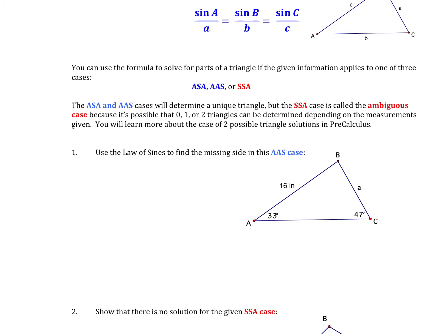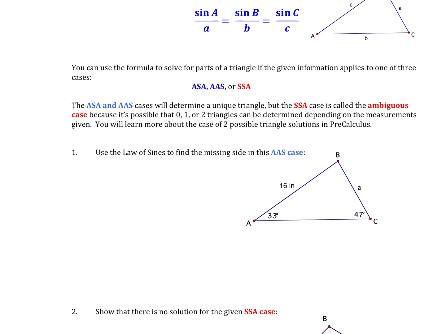So if you have angle, side, angle, and angle, angle, side that are given to you, you're going to get one unique triangle. There's only one type of triangle that would be able to be formed. But if you have side, side, angle, it's called the ambiguous case, because you might not have any triangles, meaning 0. There could be one triangle that could be formed, or two triangles, depending on the measurements.